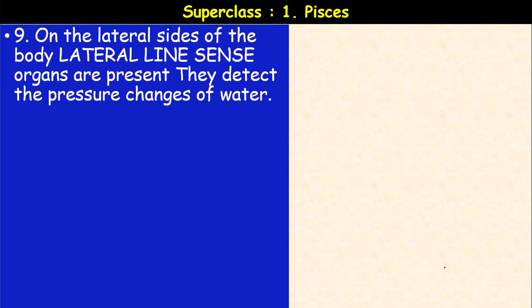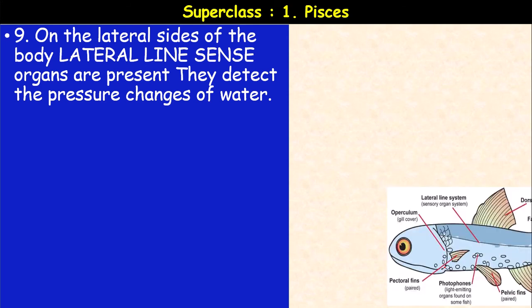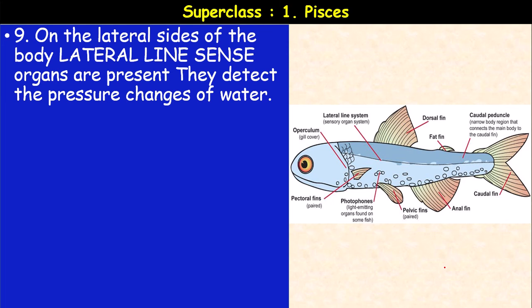Ninth characteristic feature, on the lateral sides of the body, lateral line sense organs are present. That is called the lateral line system. They detect the pressure changes of water. This is the lateral line system, a sensory organ system. It will detect the pressure changes of water.